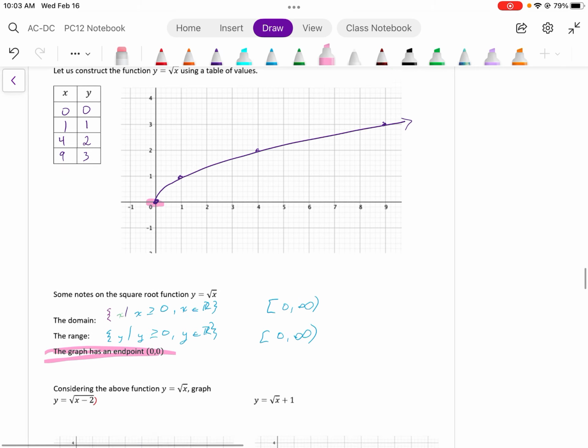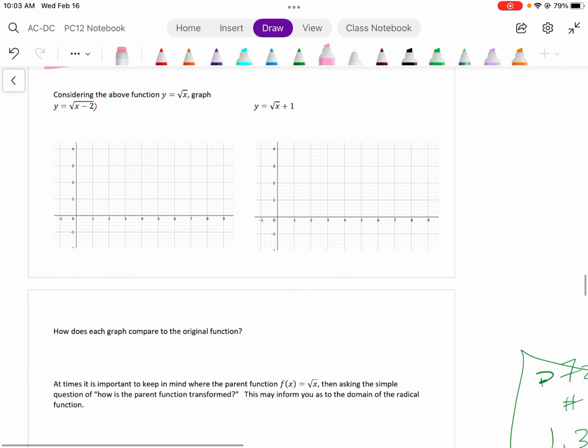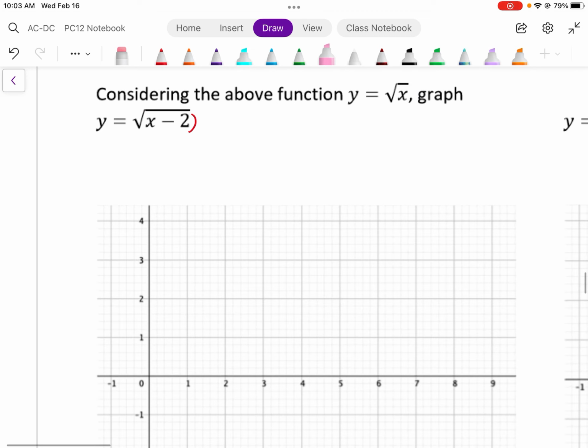All right, so let's go over here, and we're going to start graphing. And allow me to zoom in again. So let's consider the above function y is equal to the square root of x. We're going to graph y is equal to the square root of x minus 2. And I'm just going to change this ever so slightly. Let's let f of x is equal to the square root of x.